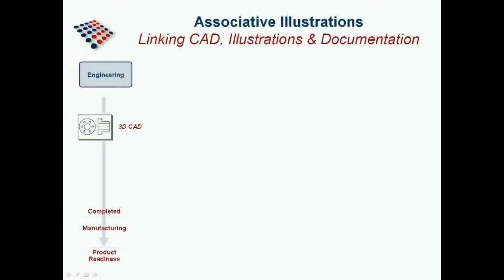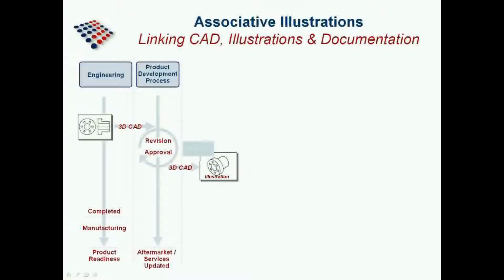Arbortext IsoDraw allows you to synchronize illustration creation with your product development process. Through the option to use linked 3D CAD data from engineering managed by Windchill or standalone, you get the capability to apply engineering changes to your illustration whenever you want. Illustration work can start earlier and may help improve your time to market.